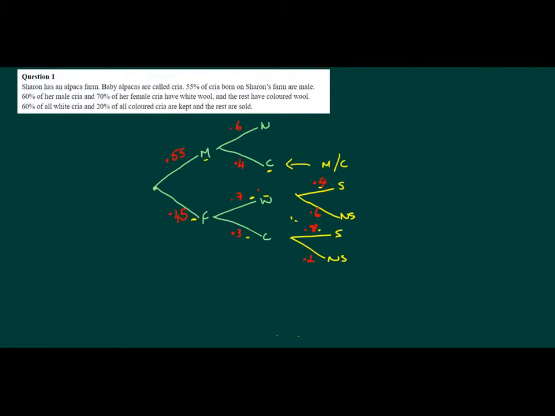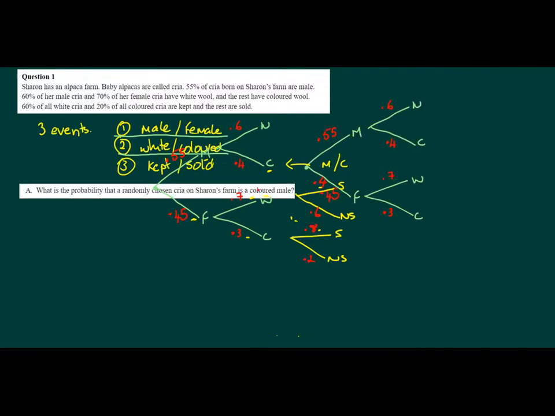And this is going to be enough information for us to answer the first question. So the first question we've got is, what is the probability that a randomly chosen cria on Sharon's farm is a coloured male? So what is the probability of a randomly chosen cria, so that's all of them, is a coloured male? So male, coloured. So we're looking for this particular option here. And the way we find the male and coloured cria is that we multiply along the branch.